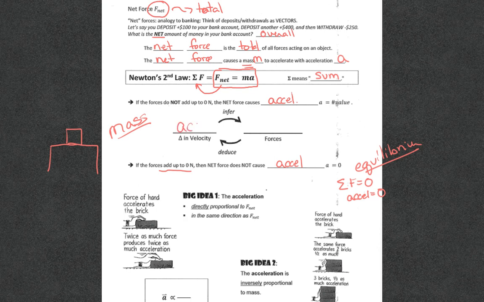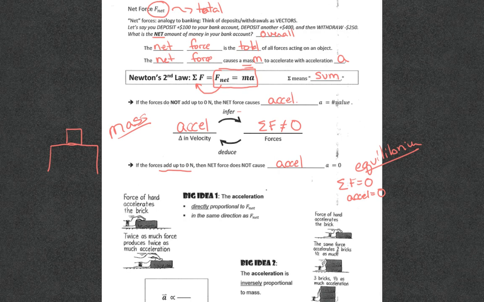If you can see an acceleration, you can infer that there must be a net force that does not equal zero. You could have a net force that equals zero, but that is not something you can connect to an acceleration. The other way is, as I said, if you know your net force is not zero, you can deduce that there is going to be an acceleration.